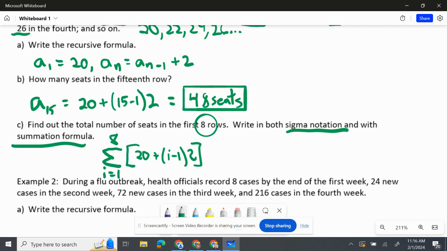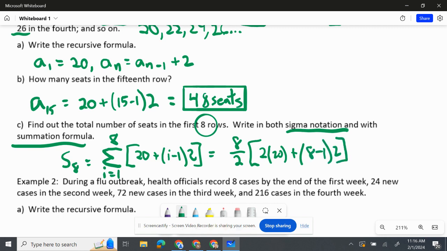And then for our sum formula, we're going to use 8 over 2, and then 2 times 20, plus the 8 minus 1, and we're going to times it by 2. And that right there gives us 816.